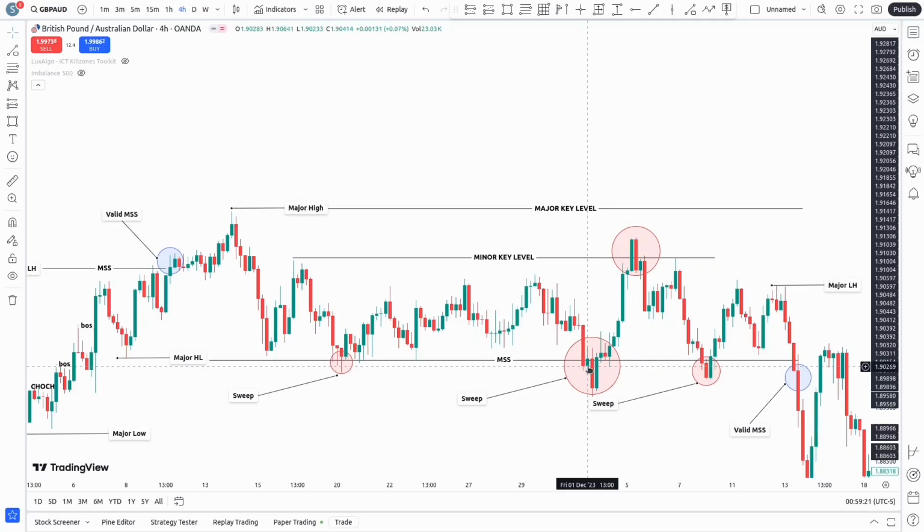Then what happens at the second candle? The second candle opens here and closes inside this range. Then the third candle opens and closes below this range. The fourth candle opens and moves back into this range. This is not a valid market structure shift. It's a liquidity sweep.